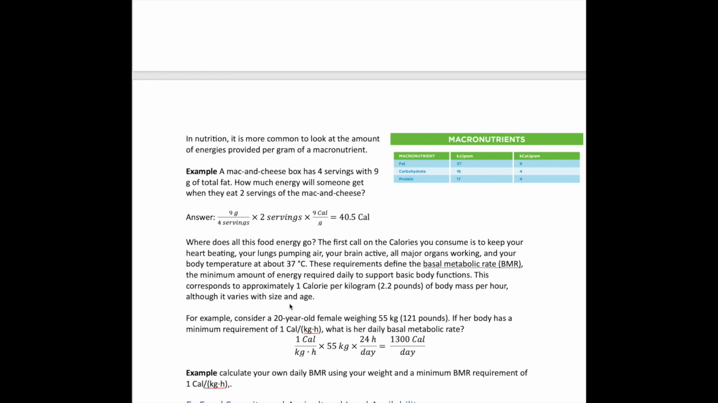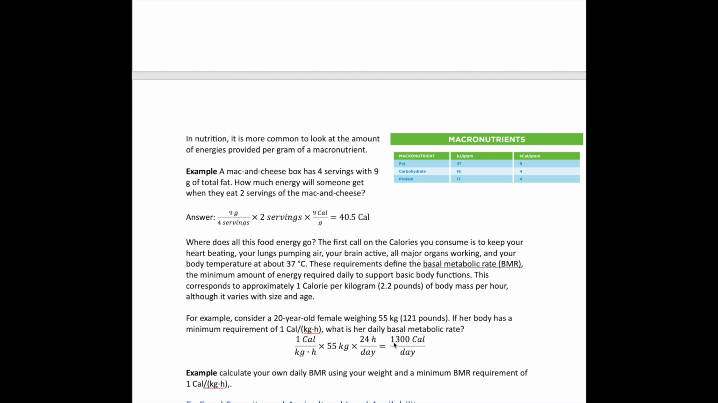This number could change, but generally speaking, it's a reasonable number to use to estimate how many calories are needed by a person. So for example, here we have a 20-year-old female weighing 55 kilograms, which is about 120 pounds. And if you have that minimum requirement of 1 calorie per kilogram per hour, what's her daily BMR? Well, you can calculate it. This is the requirement, which is 1 calorie per kilogram per hour. There's 24 hours in a day, and her body weight is 55 kilograms. So when you multiply across, you get 1,300 calories per day.